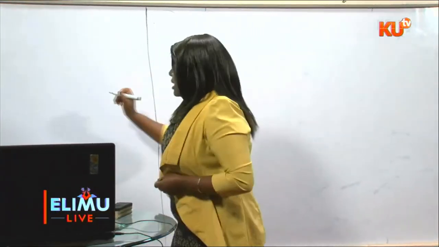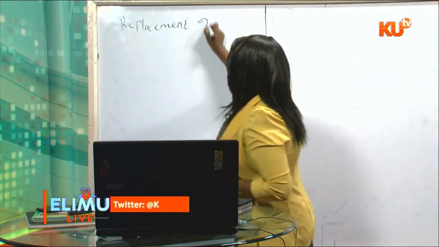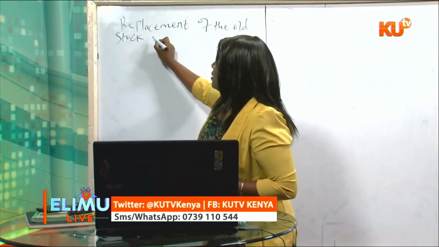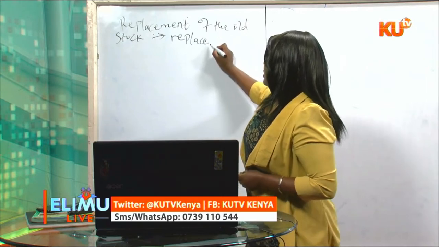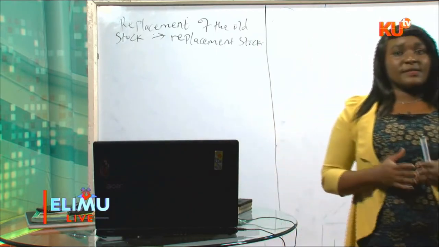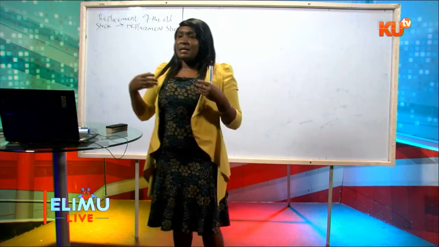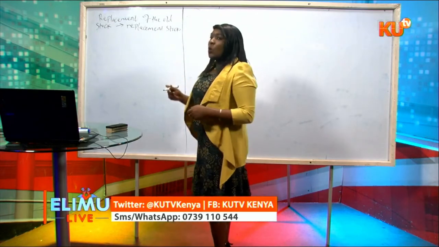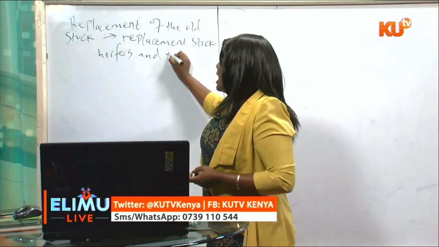Now, I think already we have talked about the first bit, which is replacement of the old stock, which is the replacement stock. I want to believe that is very clear, because replacement stock, we have said, is where you replace old animals that are wearing out. They have started becoming a bother in your farm. They have started producing little amount of milk. They are not economical to keep in your farm, dear learner. You need to replace that stock with a new version or new animals, young animals. That is the heifers and the bulls, and young bulls.